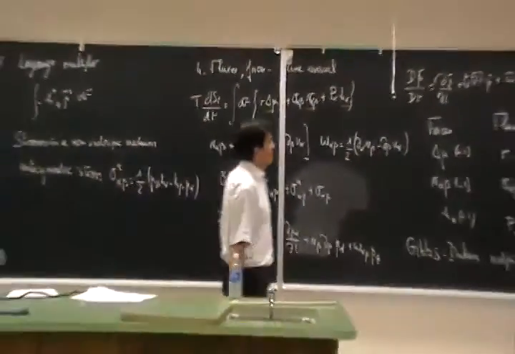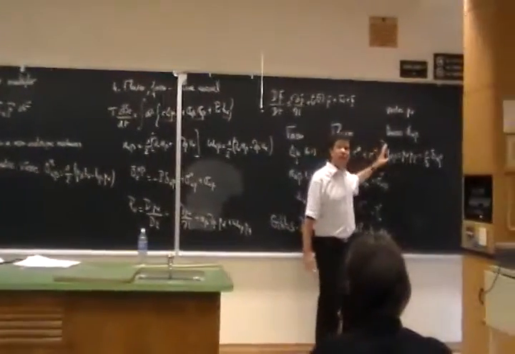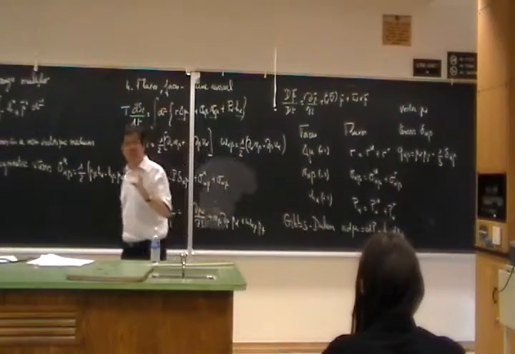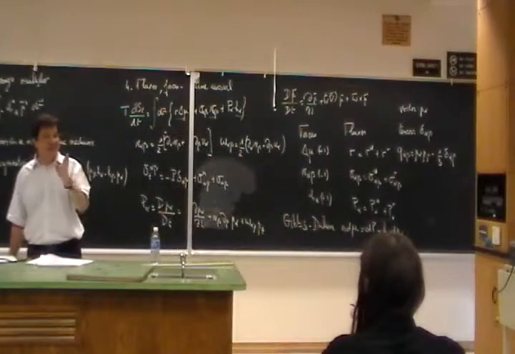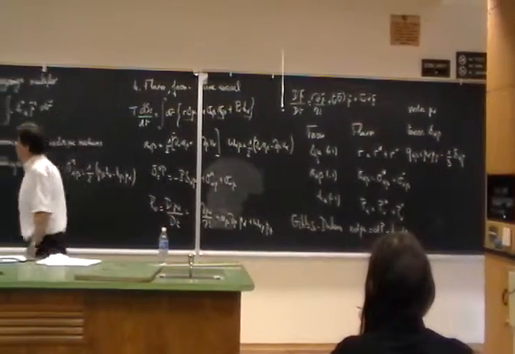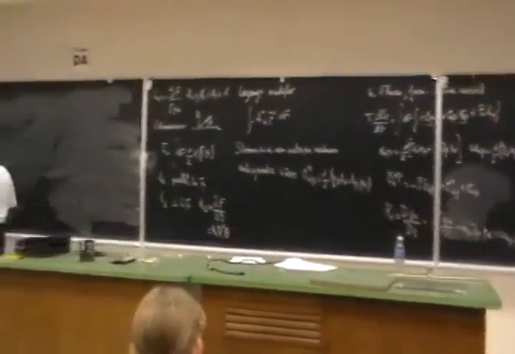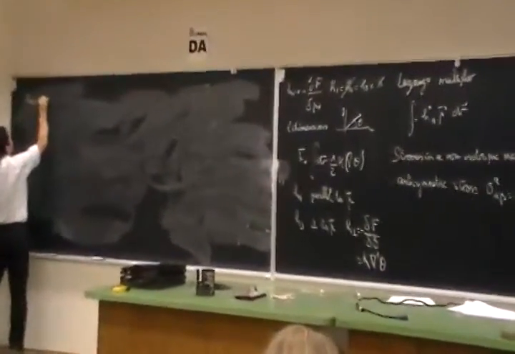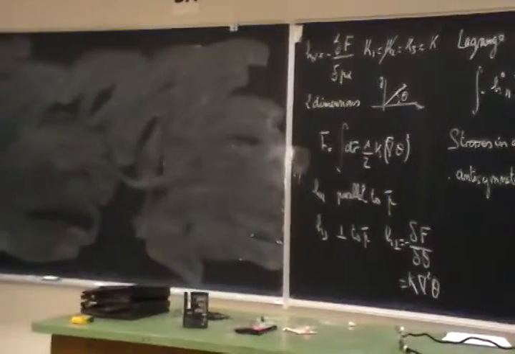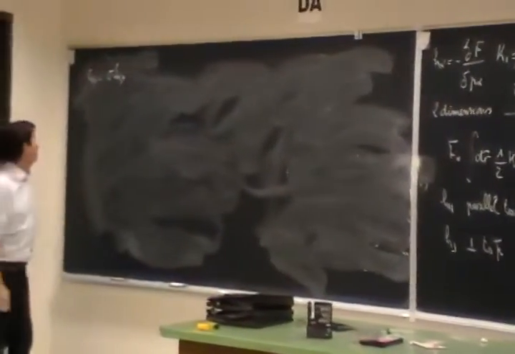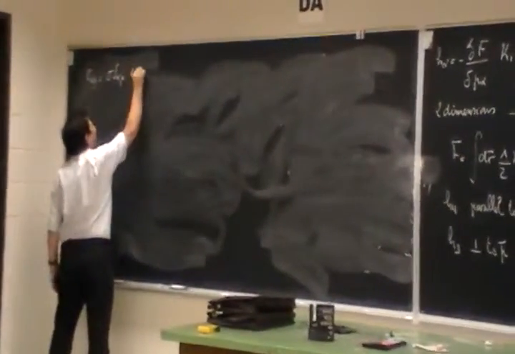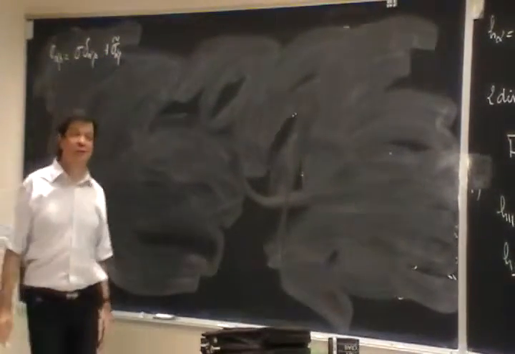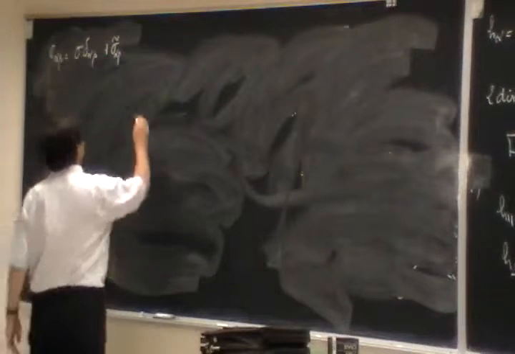So a last trick that I want to do is I will have tensors, and I will split the tensors into two components, the traceless part and an isotropic part. So I will write sigma alpha beta equals sigma alpha beta plus sigma tilde alpha beta, but this one has no trace. No trace means sigma alpha alpha is zero.